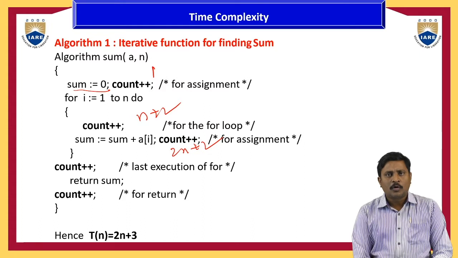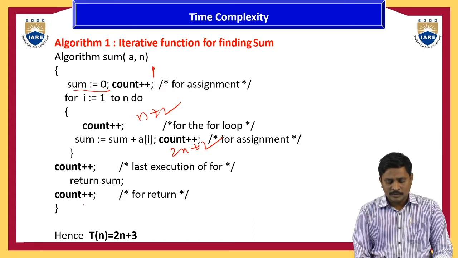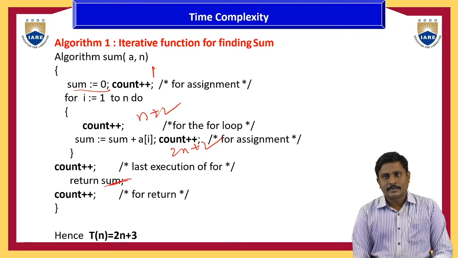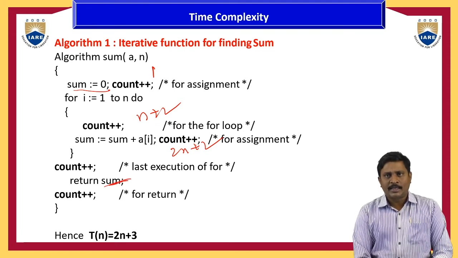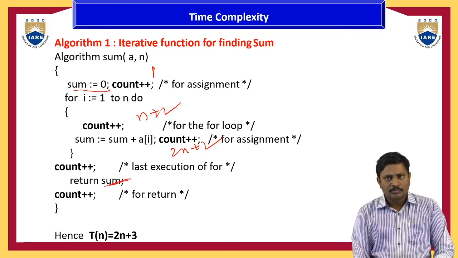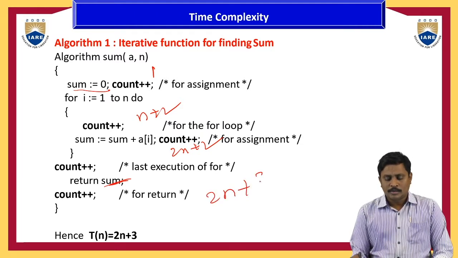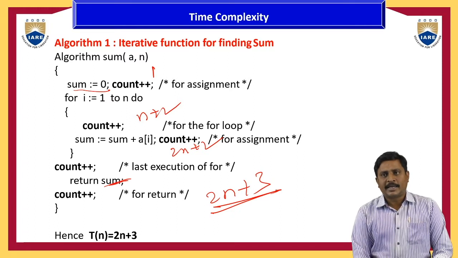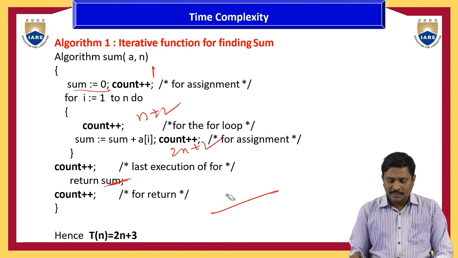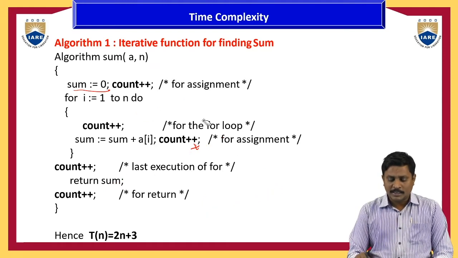Now again we come to return sum. Here we see that it is a simple statement. It takes 1 step count. Already the count value is 2n plus 2, now plus 1, 2n plus 2 plus 1 is 2n plus 3. So totally this algorithm takes 2n plus 3 time step counts. This is the time complexity of this algorithm.